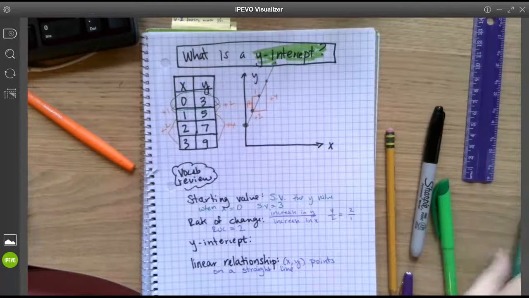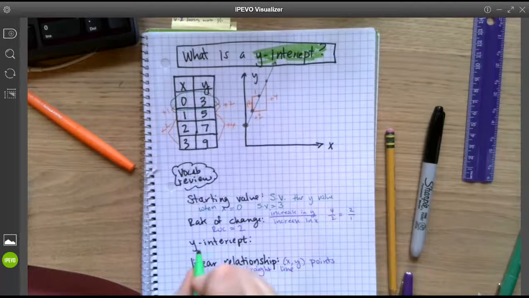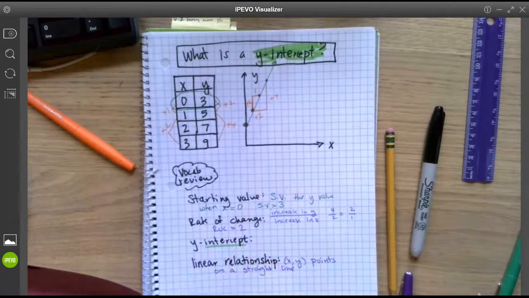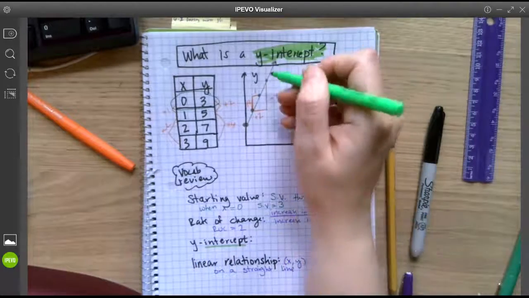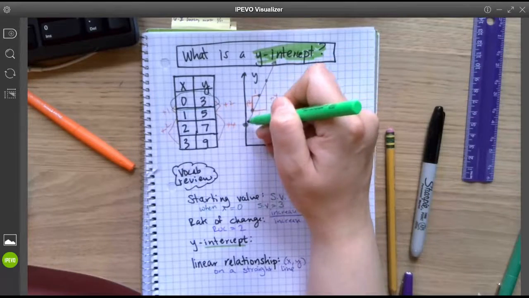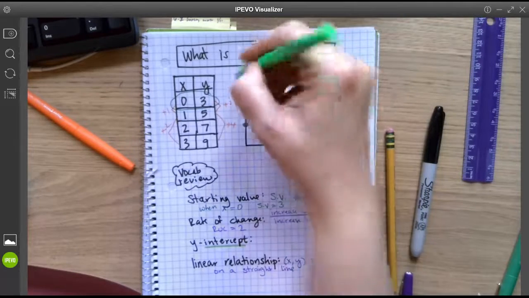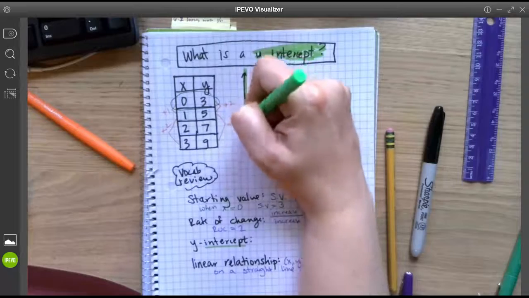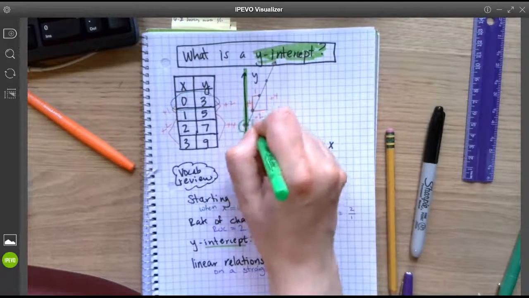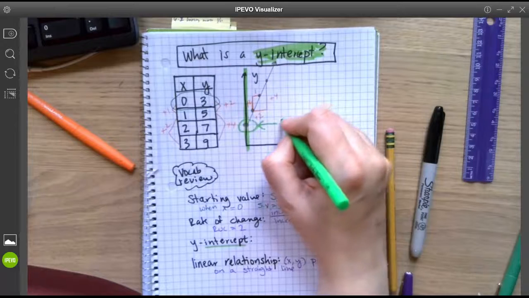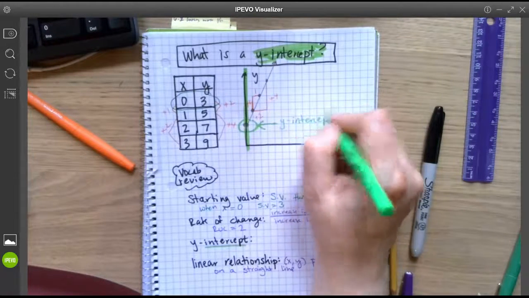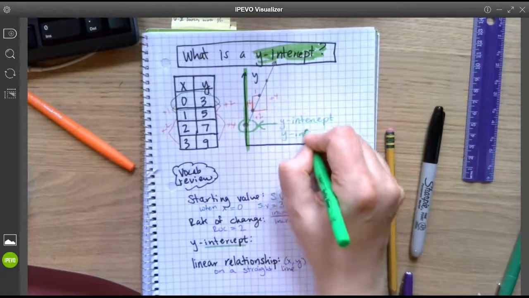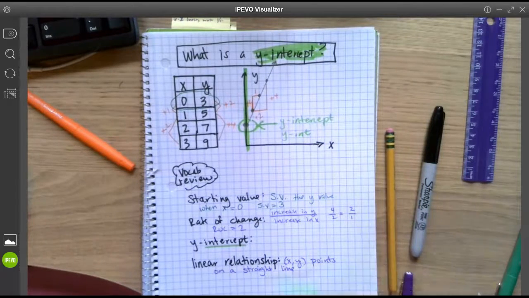All right, y-intercept. The idea of an intercept is like a crossing or a coming together. So the y-intercept is when our line, our graph of the relationship, crosses the y-axis. This is the y-axis. That is the y-intercept. Sometimes called the y-int. So the y-intercept is where the graph crosses the y-axis.